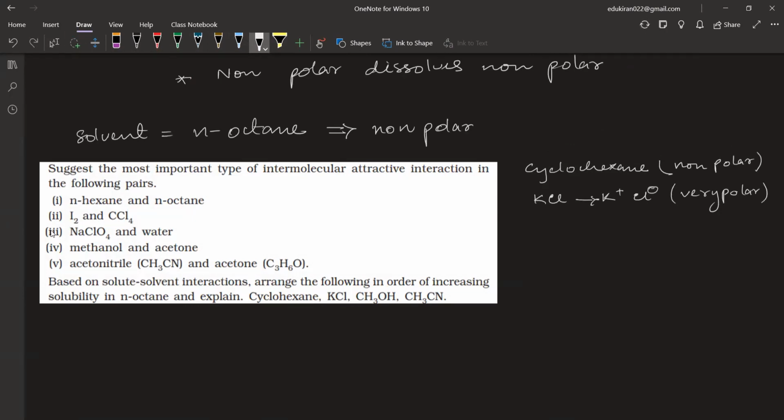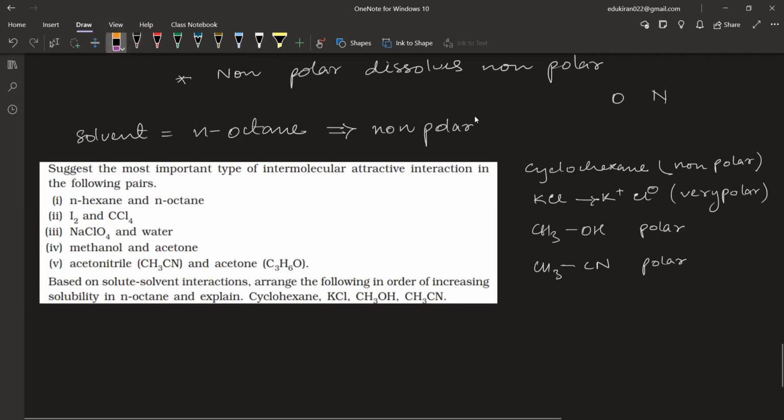Then we have CH3OH. This will be polar. And we will have CH3CN. This will be also polar. Now between these two, what do you think, which is more polar? CH3OH or CH3CN? Which is more electronegative, oxygen or nitrogen? Tell me, which is more electronegative, oxygen or nitrogen?